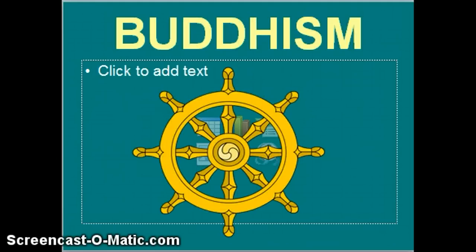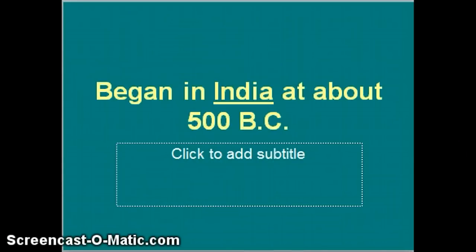First of all, we will look at Buddhism. The symbol that you will see there is a common symbol in Buddhism. This wheel is one that you will find quite often. Buddhism is a religion that began in India in about 500 BC.